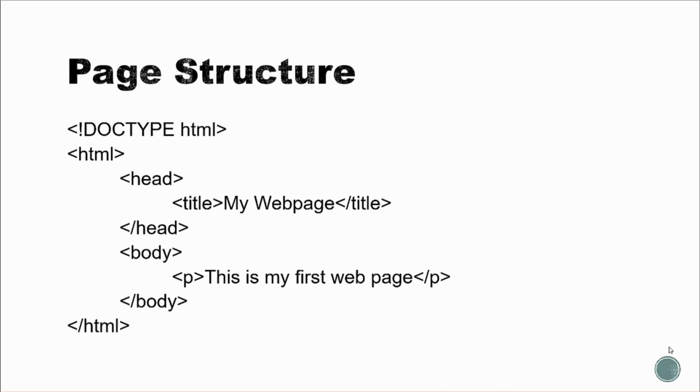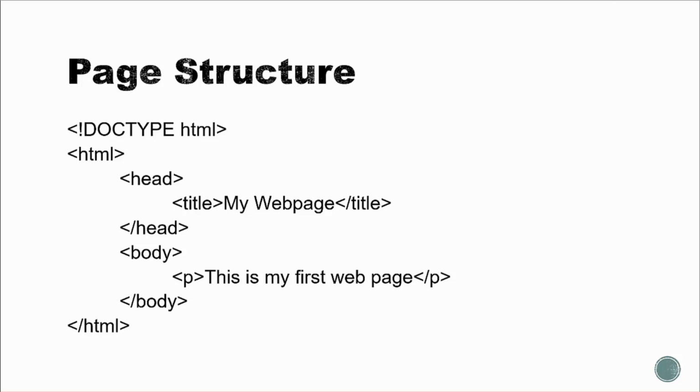So here's an example of an HTML page structure. We have the doc type at the top. The doc type basically declares what version of HTML or XHTML we're using, and I'll get into that in a little bit. Then you can see we have our HTML tags, which wrap the entire document, and then we have two areas. We have a head area and a body area.